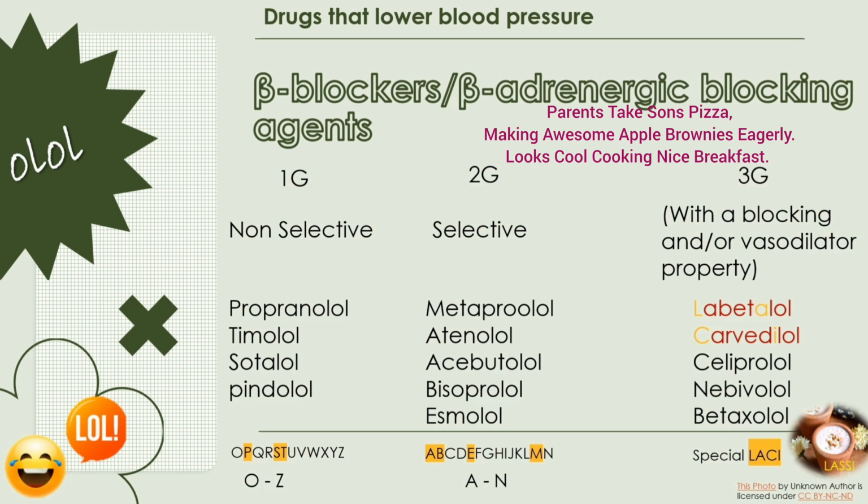Before going further, let's revise the classification mnemonic once again. Parents take son's pizza, making awesome apple brownies eagerly, looks cool, cooking nice breakfast. First is the ones between O and Z: propranolol, timolol, sotalol, pindolol. Second is the ones between A to N: metoprolol, atenolol, acebutolol, bisoprolol, esmolol. And 3G: labetalol, carvedilol, celiprolol, nebivolol, betaxolol. Now in this, sotalol is an exception. Even though it does not have olol, it comes under non-selective.